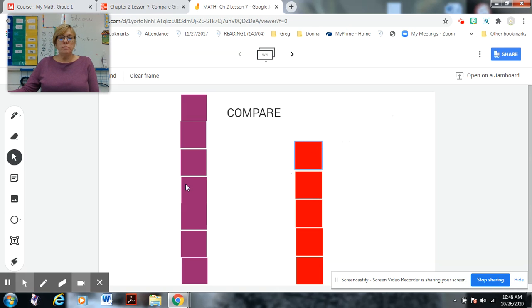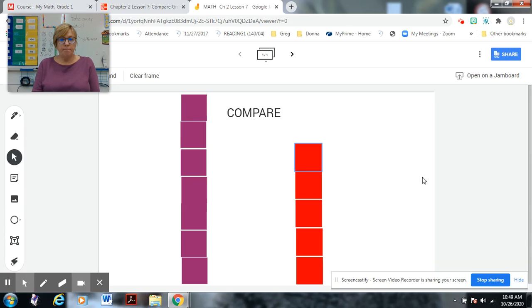Okay, so let me move this closer. There we go. All right, so let's look at this and compare them. Let's talk about them. Okay, first we'll say we do have 2 groups, all right, 2 groups of cubes. Now, which group has more? Tell your adult helper, or just say it out loud. That's right, purple. Which group has fewer or less? Say the answer out loud.